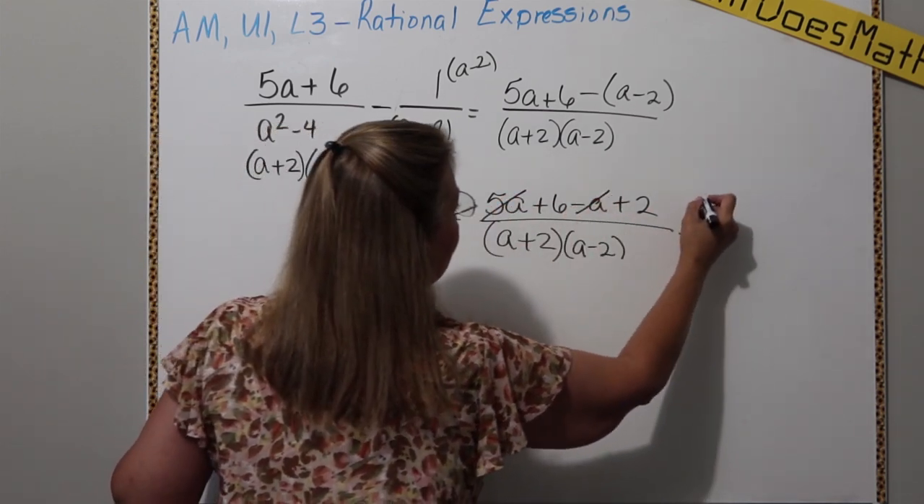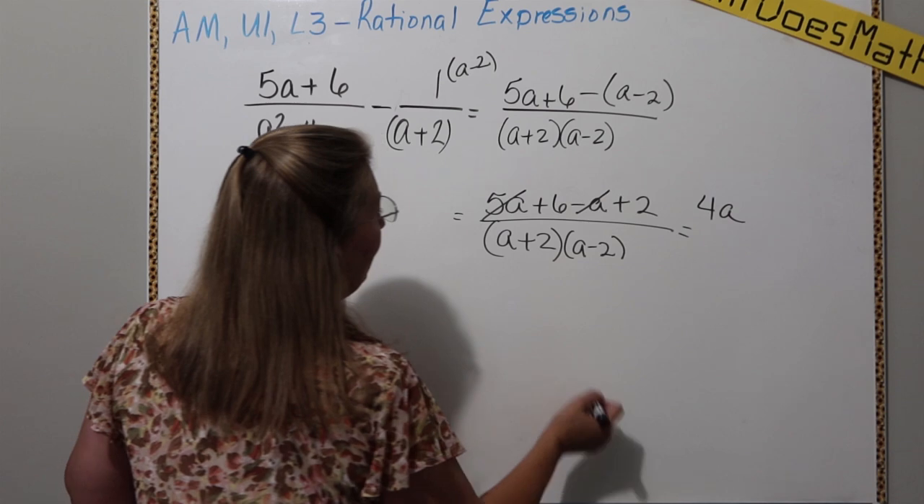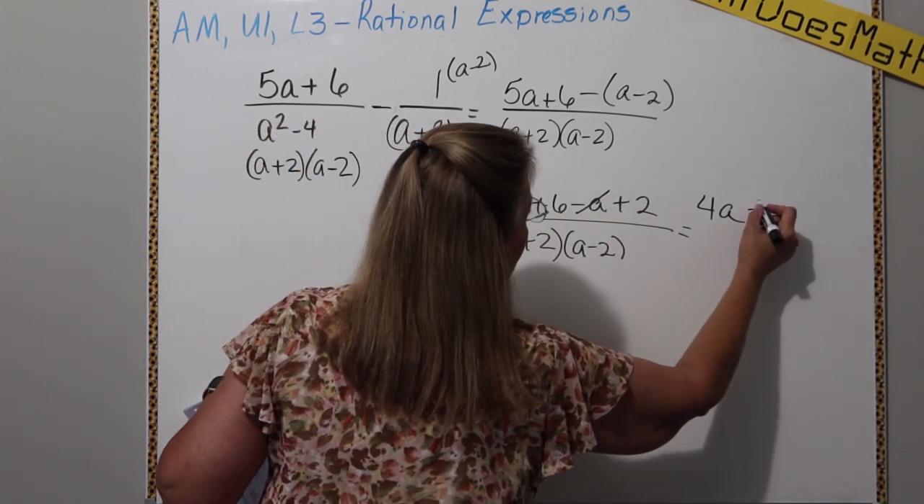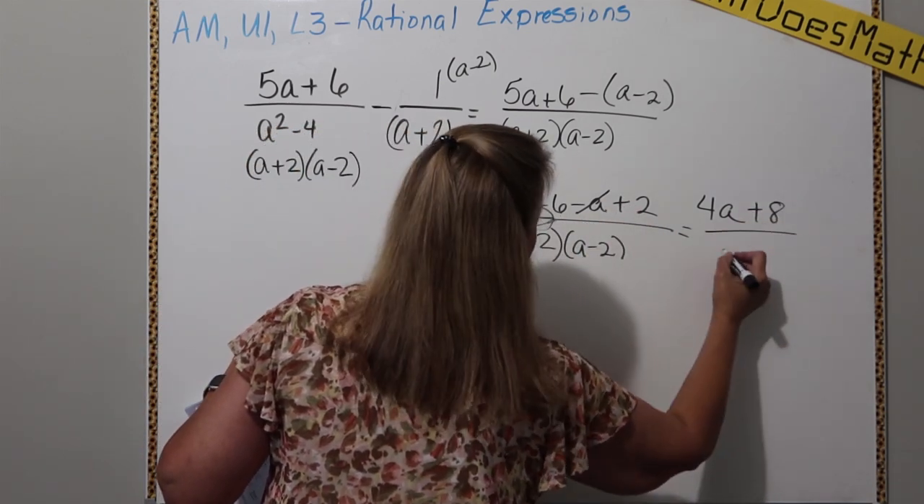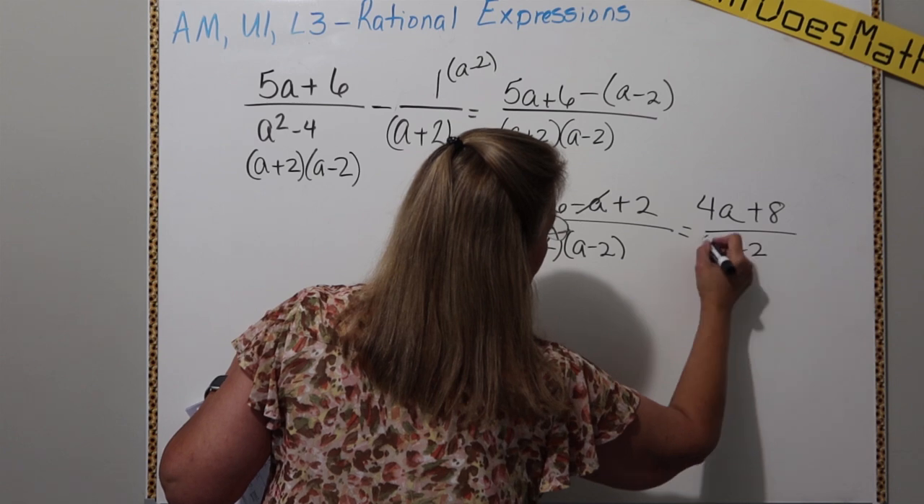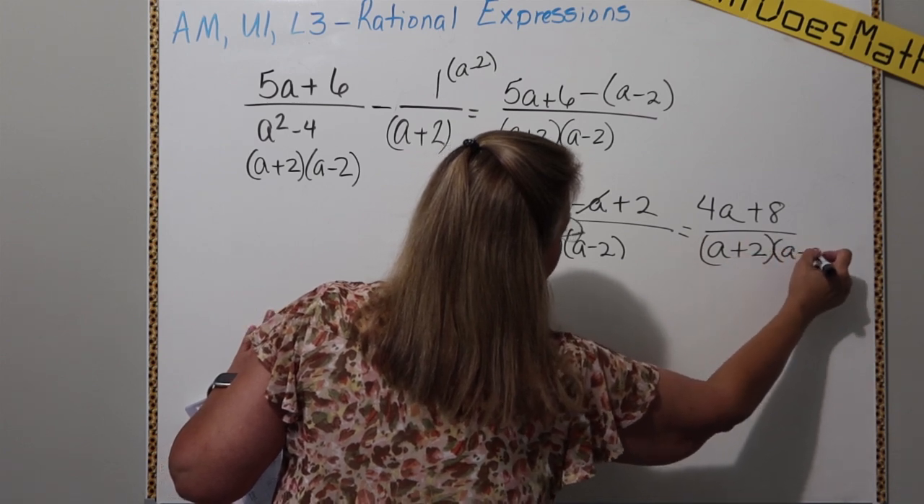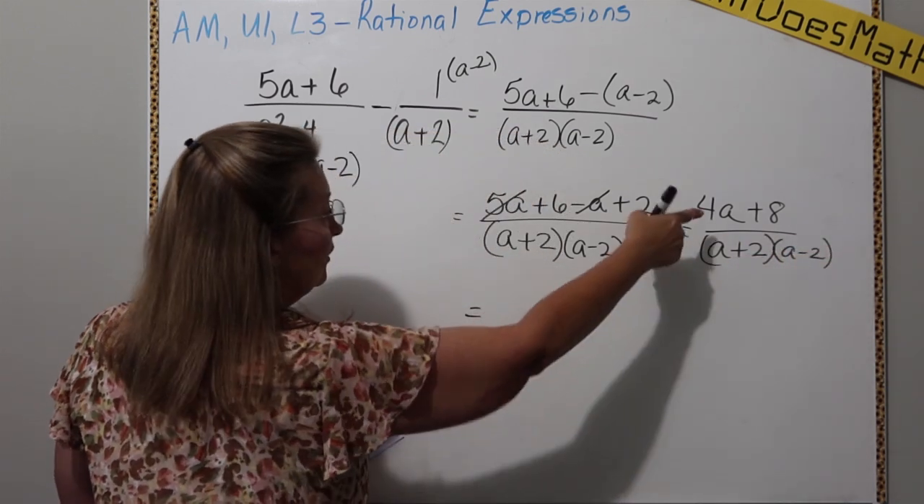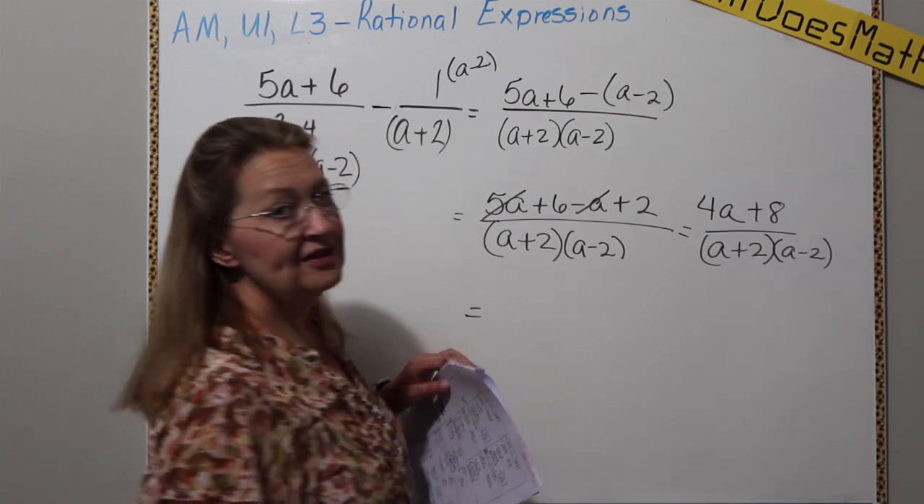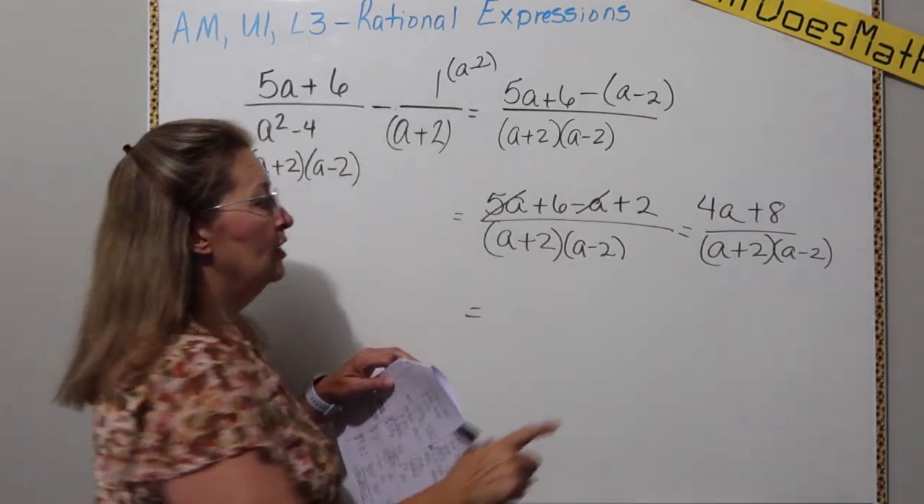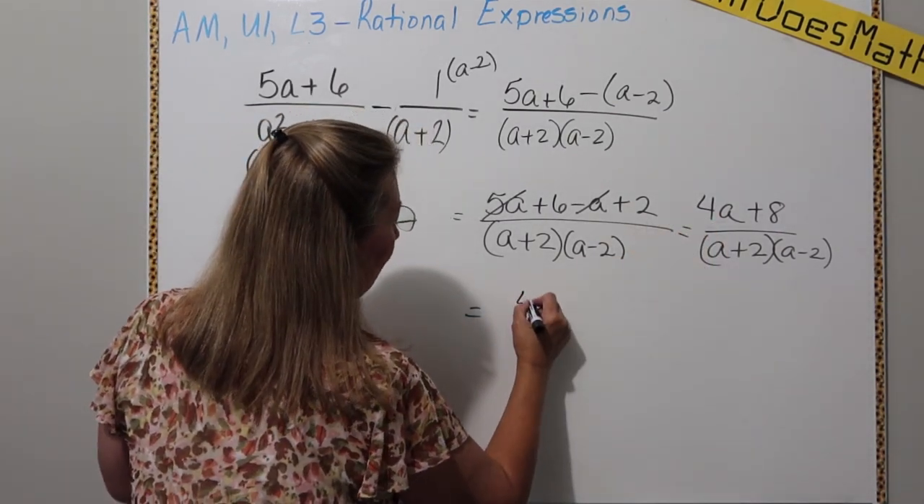5a minus a is 4a. 6 plus 2 is 8 over a plus 2, a minus 2. All right, now the numerator, you've got to factor to see if it will reduce. The greatest common factor here is 4.